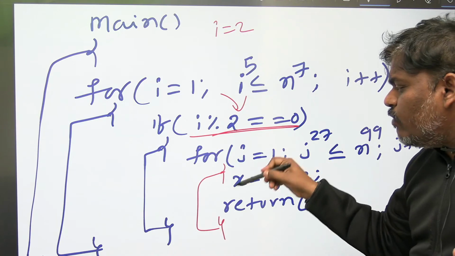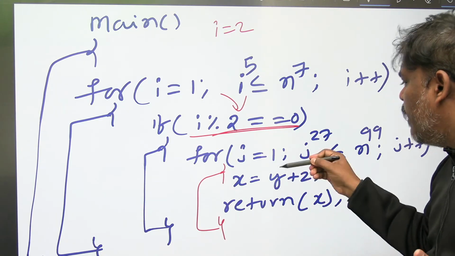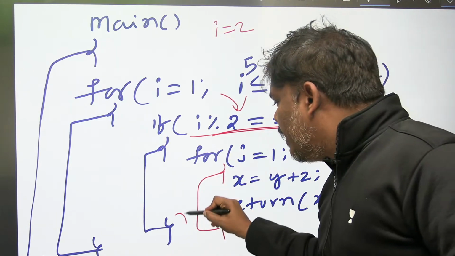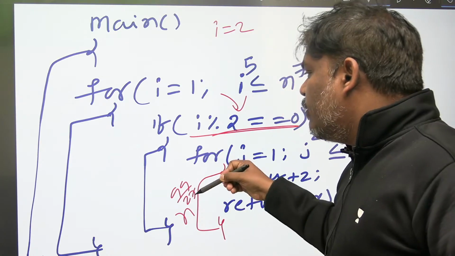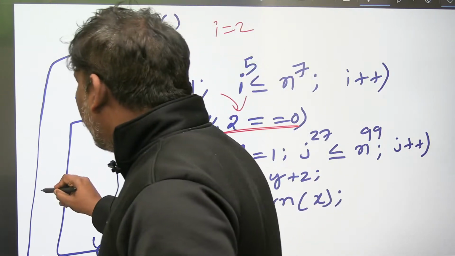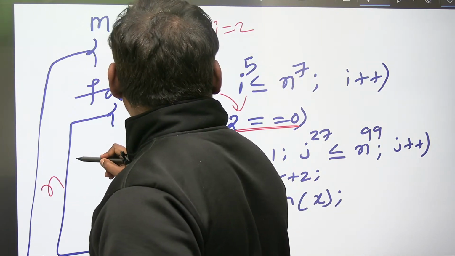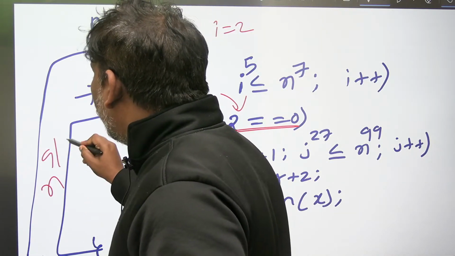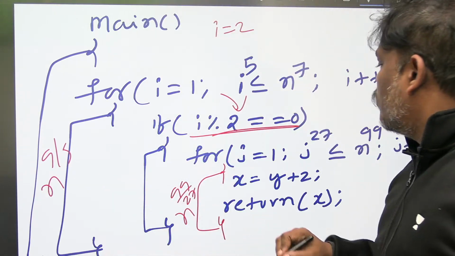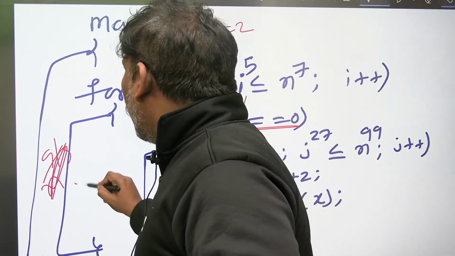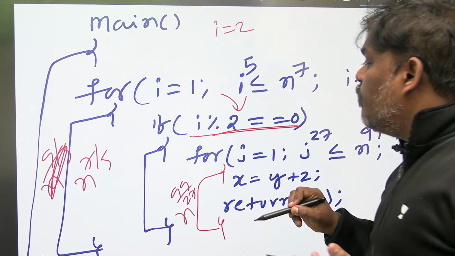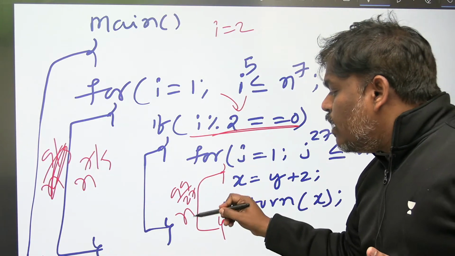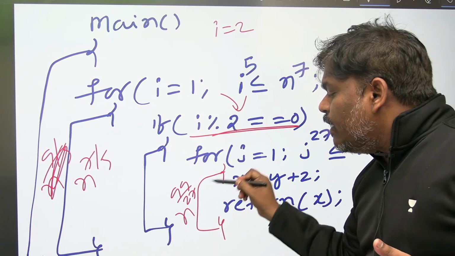The J loop wants to repeat n power 99 by 27 times. The I loop wants to repeat n power, sorry, 7 by 5. The I loop wants to repeat n power 7 by 5, and the J loop is repeating n power 99 by 27.